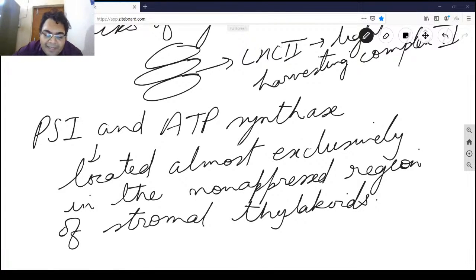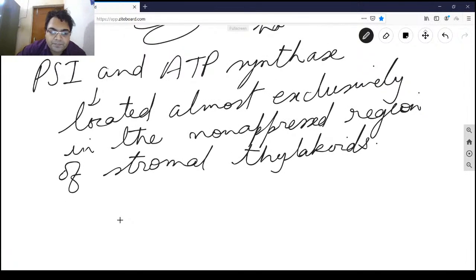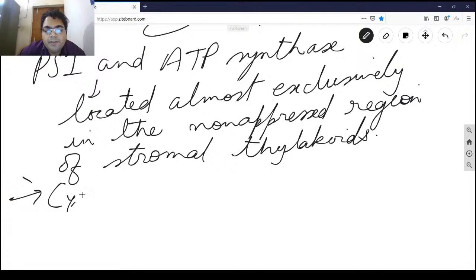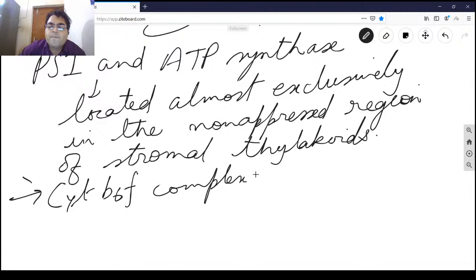The cytochrome b6f complex is also primarily present in the granal thylakoid. As far as competitive exams are concerned, you can write down that the cytochrome b6f complex is also present in the granal thylakoid.